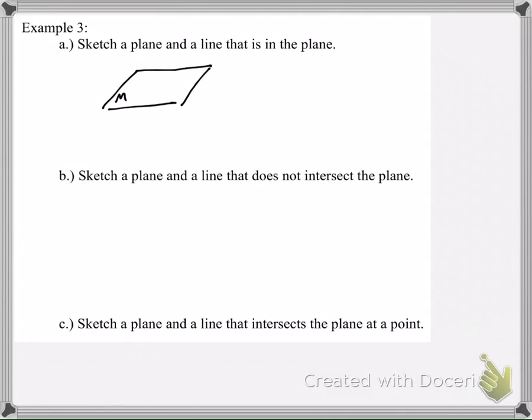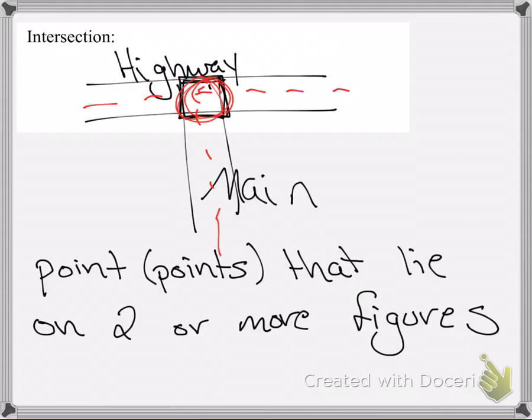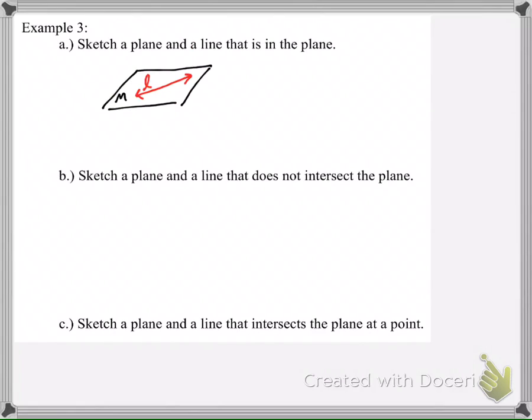And we want a line that is in the plane. So I want to show a line inside of that plane. So I'm going to draw a line inside of that plane, and we'll call it lowercase l. So there is a plane and a line in that plane. So we're thinking about that intersection idea, points that lie on two or more figures. Well, if we notice, all the points on this line l lie in this plane M. So their intersection would be all the points on line l, because all the points in line l are also on the plane.